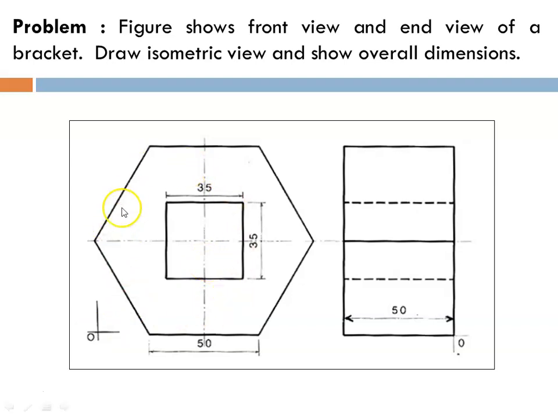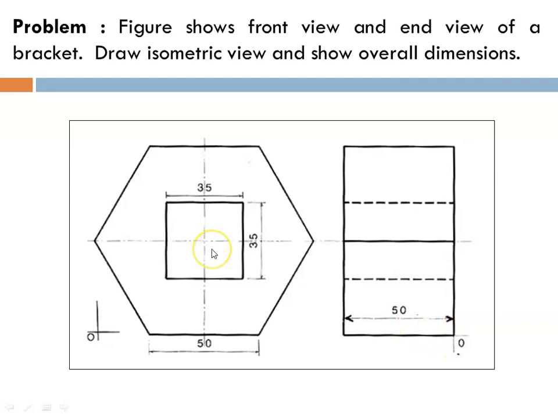Consider this view, the hexagonal shape you can see with the square cut at the center. This view is on the right of the origin, whereas if I consider this, then this view is on the left of the origin. So it means that this view, the hexagonal shape with the square cut, must be on the right side of the isometric box, and this view must be on the left side of the isometric box.